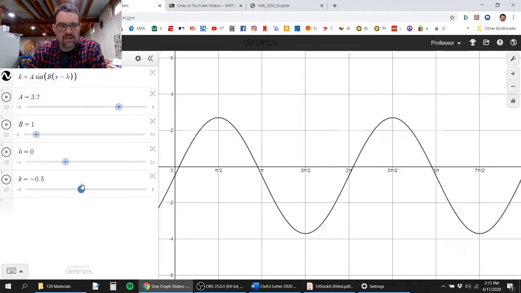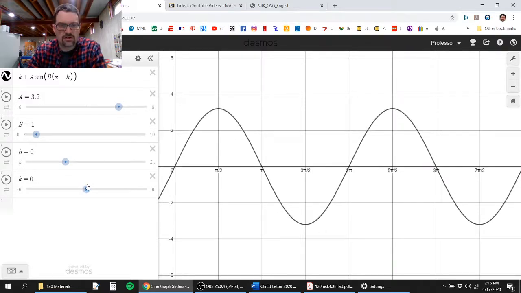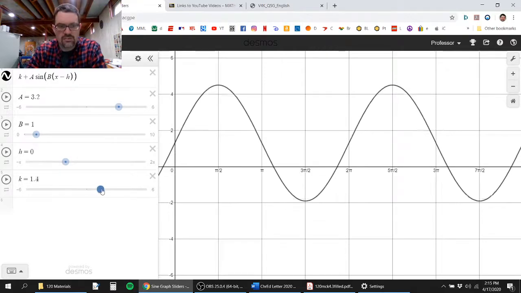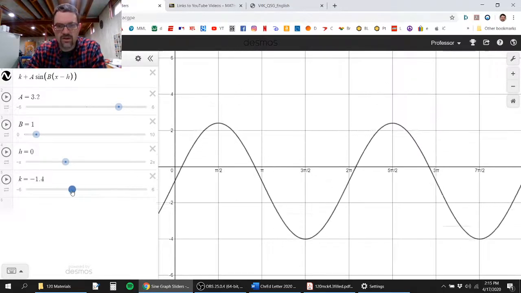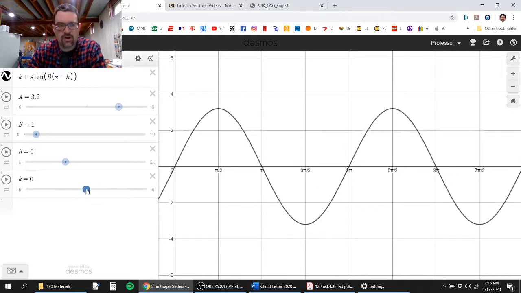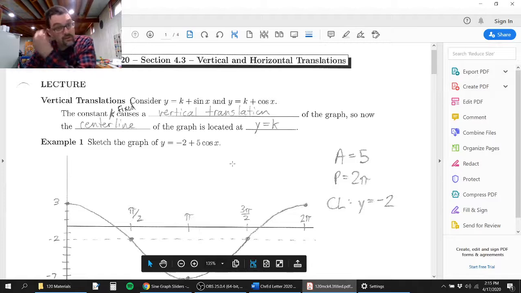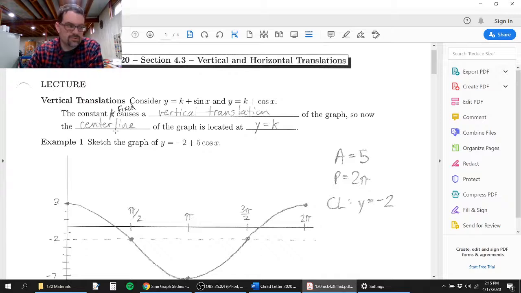So whereas in the past, the center line of our graph was the x-axis right here, well, now when we change k, it moves that center line up and down to a different spot. We're going to have to mark it on our graph. So this letter k is going to have an impact on our vertical axis, not on the horizontal one, just the vertical. All right. So the center line, which was formerly the x-axis, or in other words, the line y equals 0, is now at y equals k. All right, so look at this example and how that changes things.